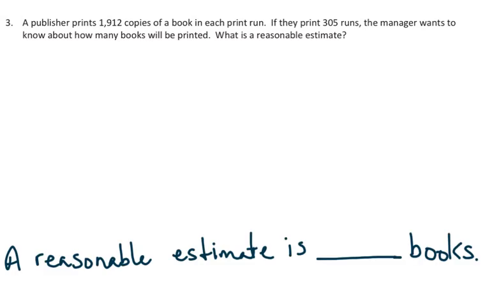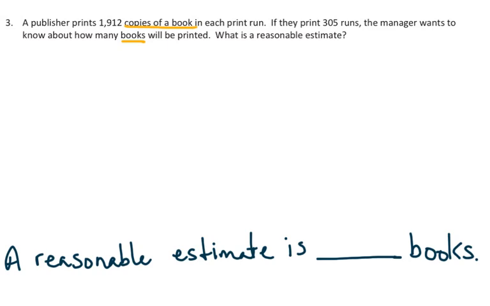So my target sentence says a reasonable estimate is blank books. Hopefully the students can make a connection between the statement here, copies of a book, and how many books, that they can see that how many books is really how many copies of the books.